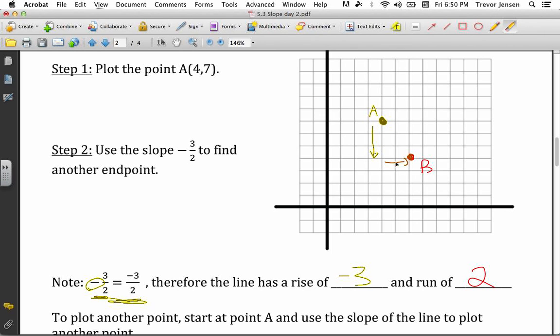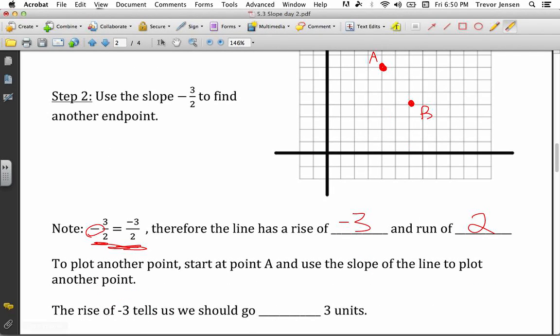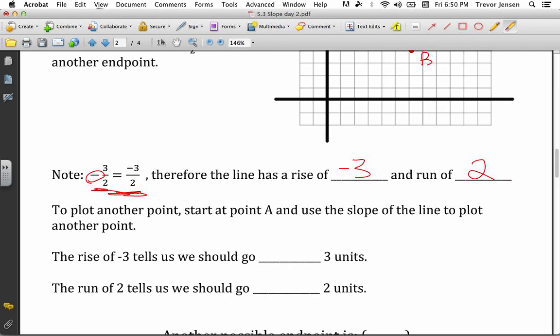Okay, I'm just going to erase these arrows. So I've found a new point B by starting at A and going down 3 and right 2. So that's what my rise and my run have told me to do. The rise of -3 told me that we had to go down 3 units, because I know a negative rise tells me to go down. And the run of 2 told me I should go right 2 units, because I know the run is the horizontal distance, and if it's positive, that means we go to the right.